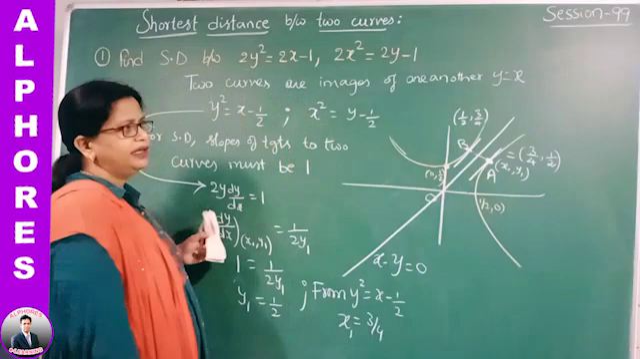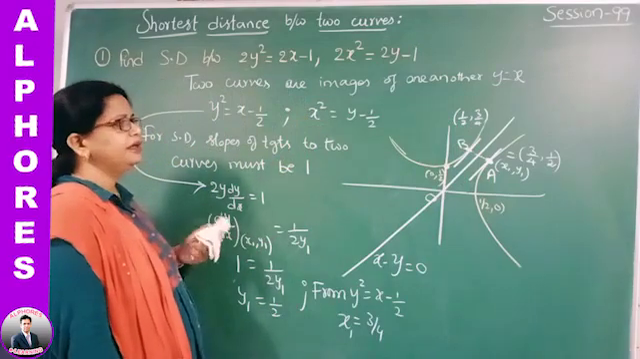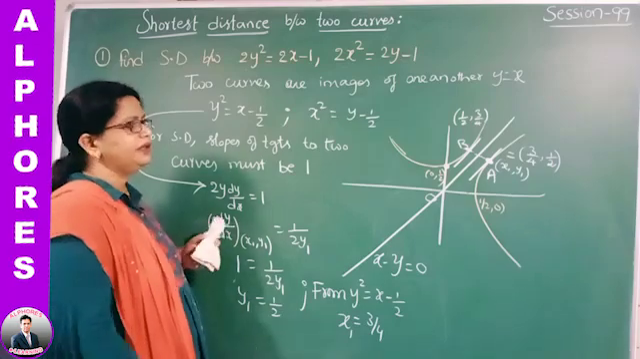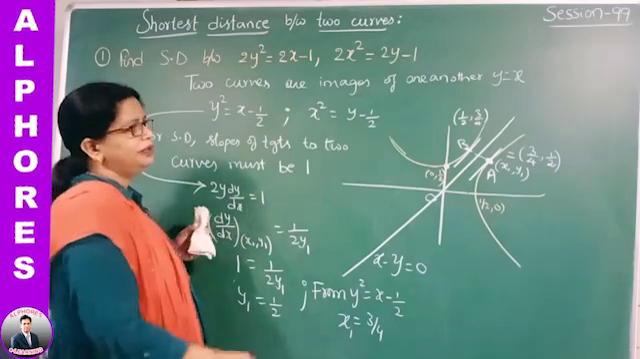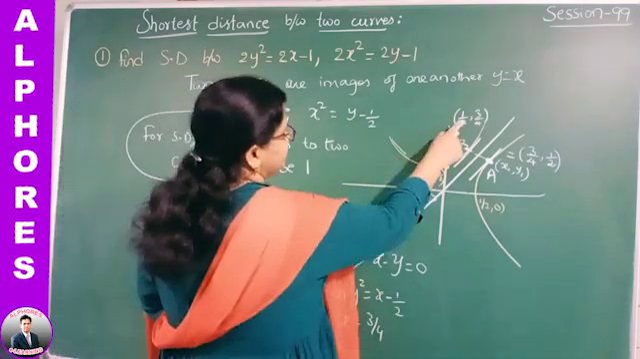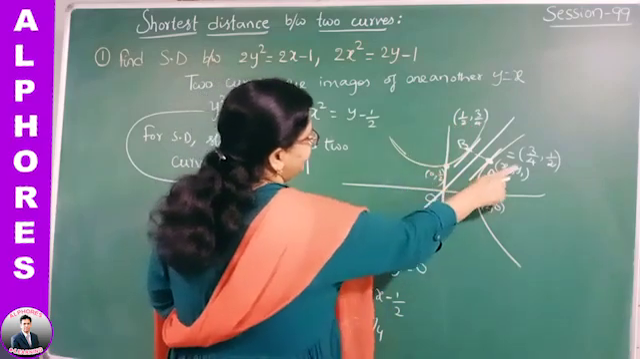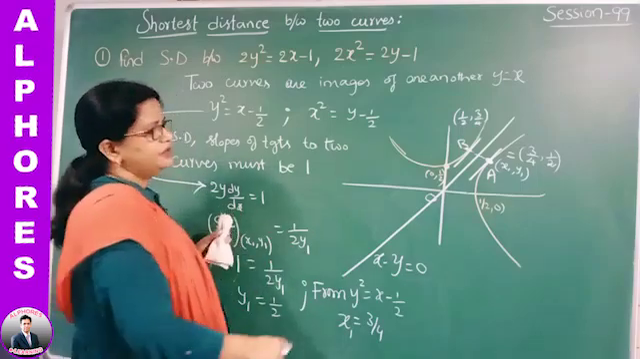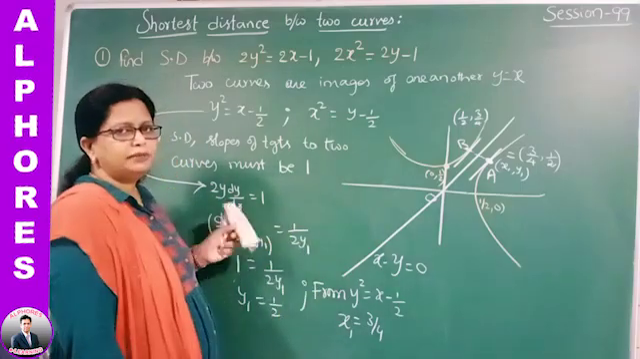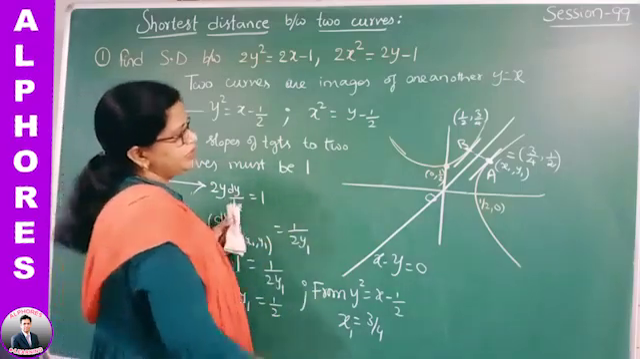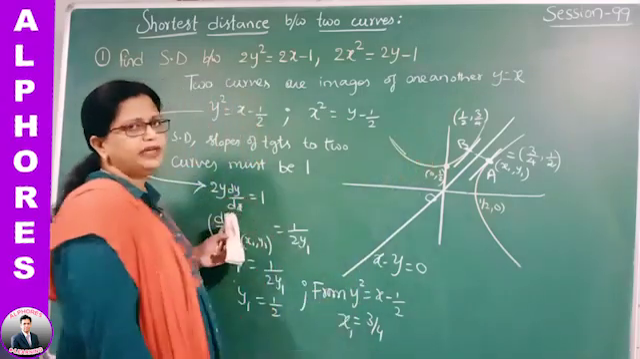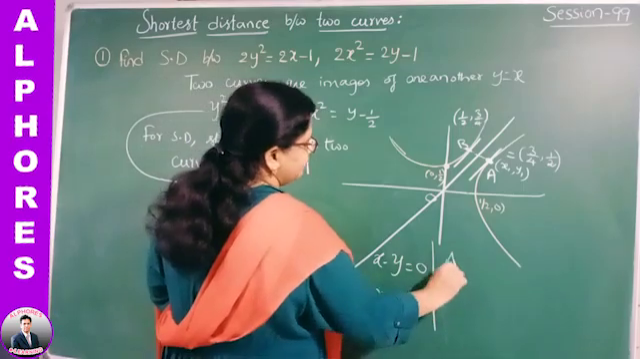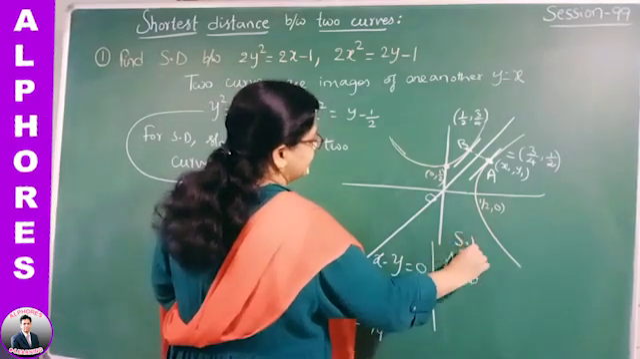Now, we require just the distance between A and B. That's it. So, the shortest distance is nothing but the distance between A and B. And this point you got because of the concept that the image of the point x1 comma y1 with respect to the line x minus y equal to 0 is nothing but y1 comma x1. So, with that knowledge you got 1 by 2 comma 3 by 4. Therefore, the shortest distance is AB.